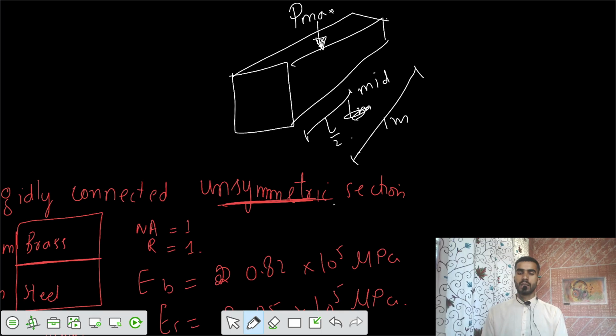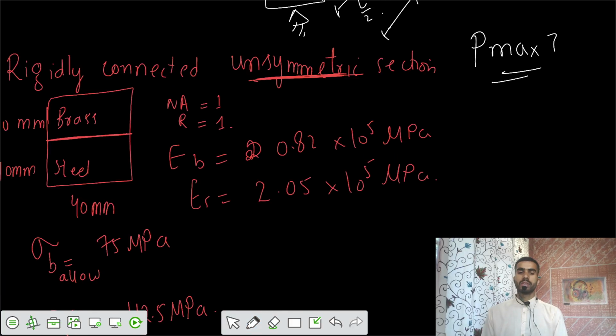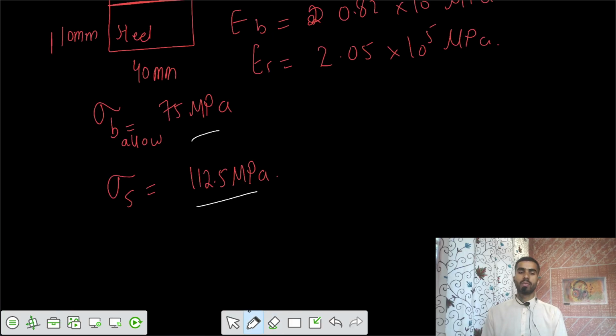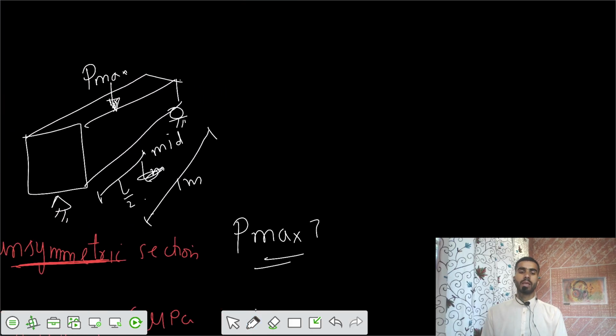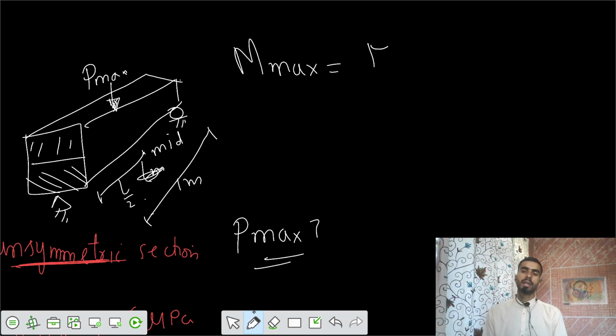What should be the maximum load that I apply at the midspan? Since you have the allowable stresses here, 75 and 112.5, from this beam we can calculate the maximum bending moment. Can you calculate that? That equals P max L by 4.